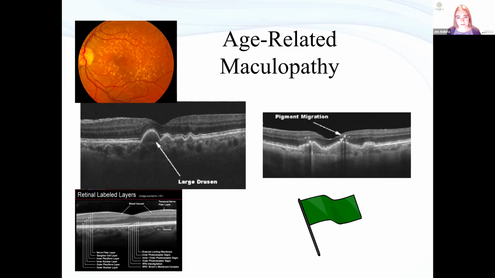What about next to large drusen? I know. Everyone's looking for little bits of subretinal fluid now.